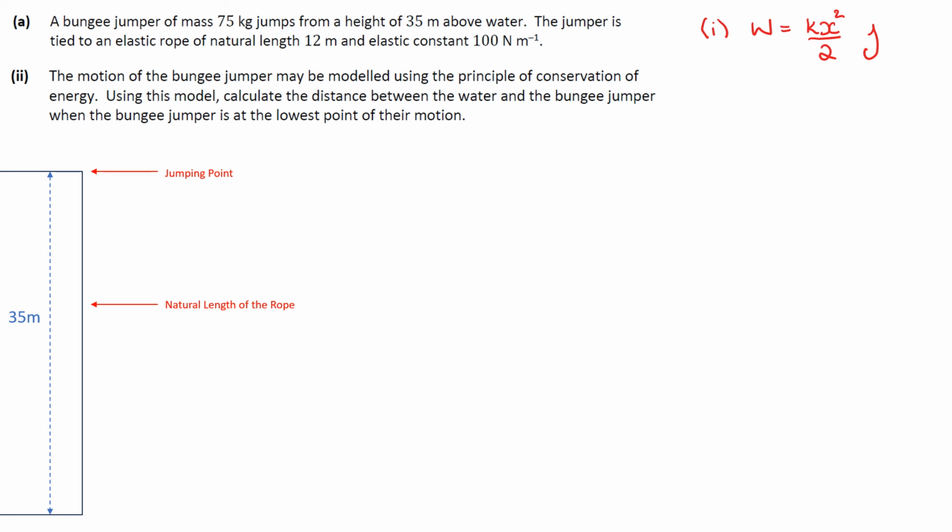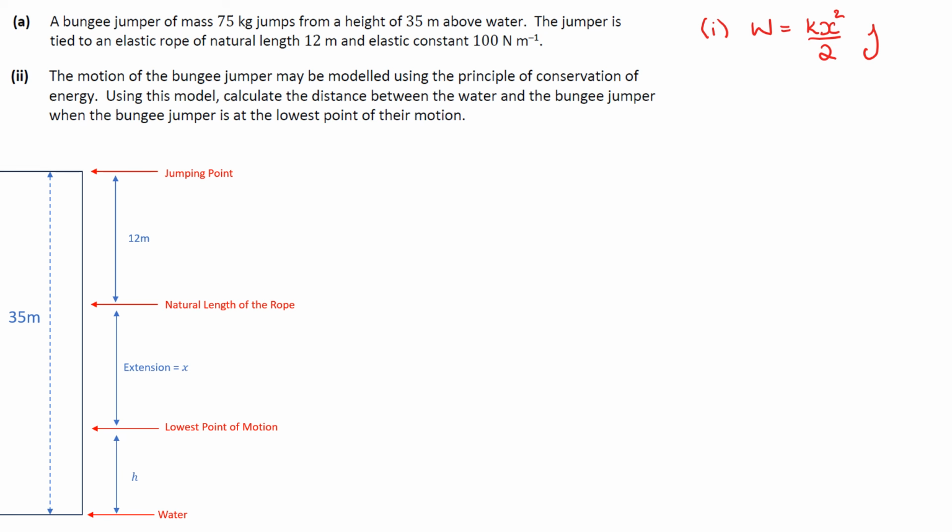One is the natural length of the rope, which we know is 12 meters. That rope, because it's elastic, can then extend to the lowest point of motion. We're going to call this extension X because that's in line with how we worked in part 1. And then we have the water here at the bottom, and we want to find that distance between the lowest point of motion and the water, which is h. So the purpose in this question is to find that value of h.